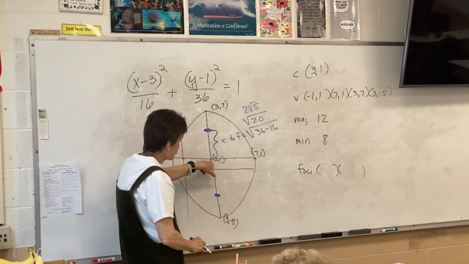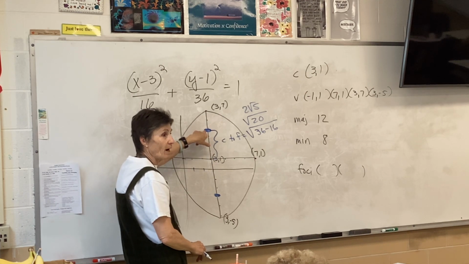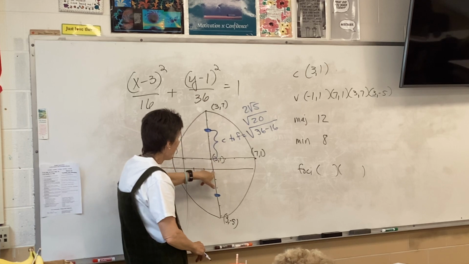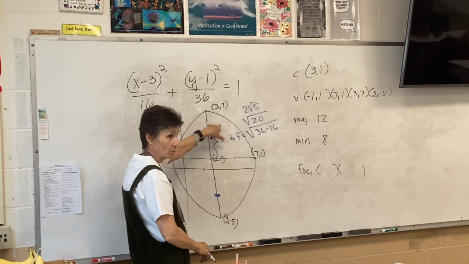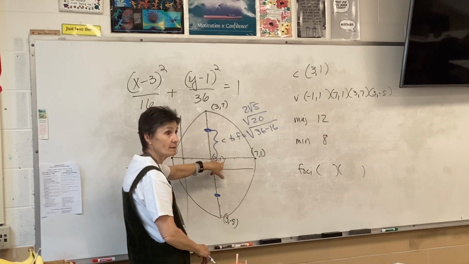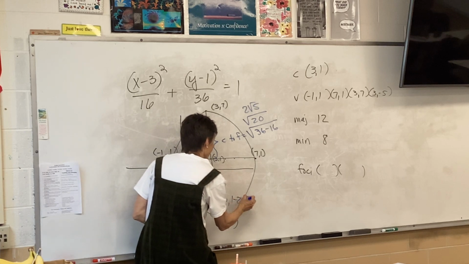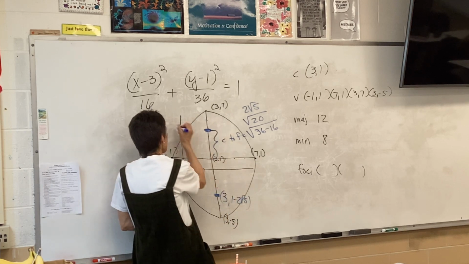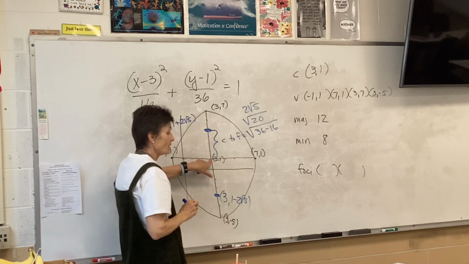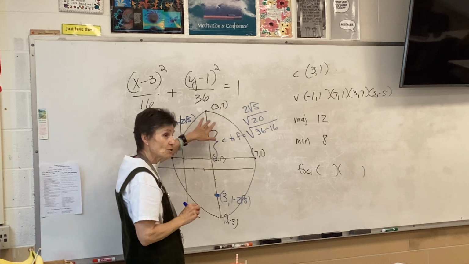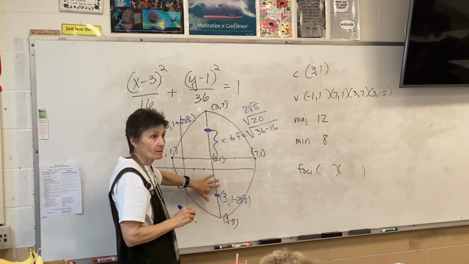So you put your little pencil right there, and you go straight up 2 root 5. Well, how high are you starting already? At 1? So you're going to do 1 plus 2 root 5 and 1 minus 2 root 5. So this point is 3 comma 1 minus 2 root 5. And this one is 3 comma 1 plus 2 root 5. Start at your center and add your distance and subtract your distance. Done.